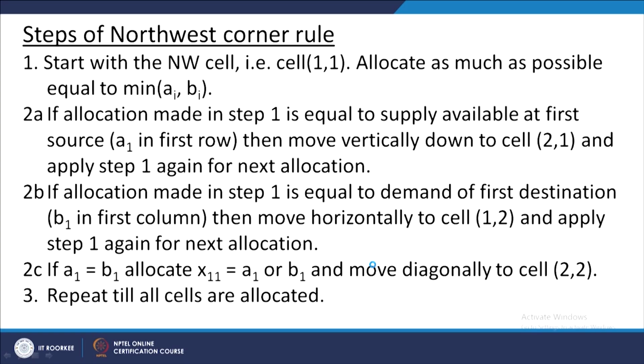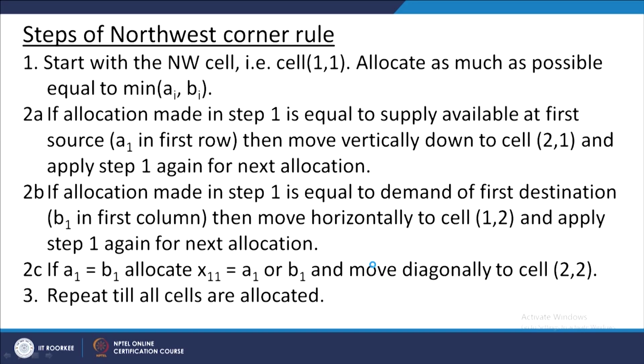Now, there are the following steps in this method. Number 1, start with the northwest corner. Northwest corner means the top left hand corner cell, that is cell number 1 1, and allocate as much as possible, equal to the minimum of ai and bj. This has to be picked up from the ais and the bjs, that is the availabilities and the requirements.